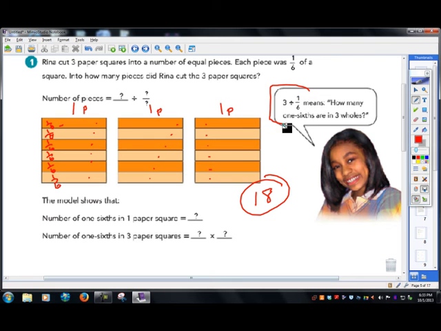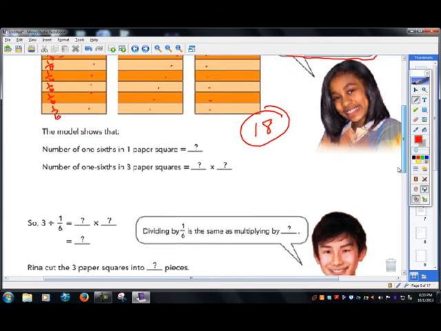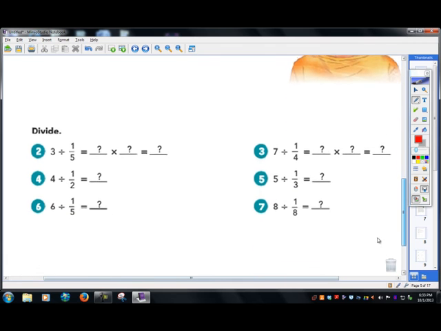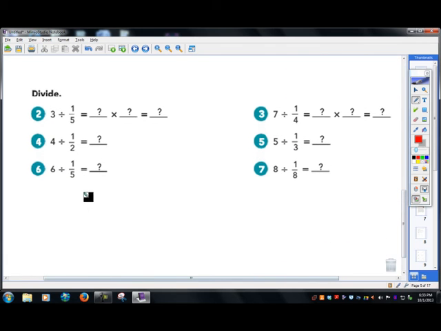Again, look at the way she's got it quoted here. This is how I taught you to learn it. How many 1/6 are in 3 wholes? Remember when we wrote that on the first one? How many of the divisor go into or are in the whole or the dividend? Okay? So I'm really hoping that's making sense. So I want you guys to go ahead and practice.